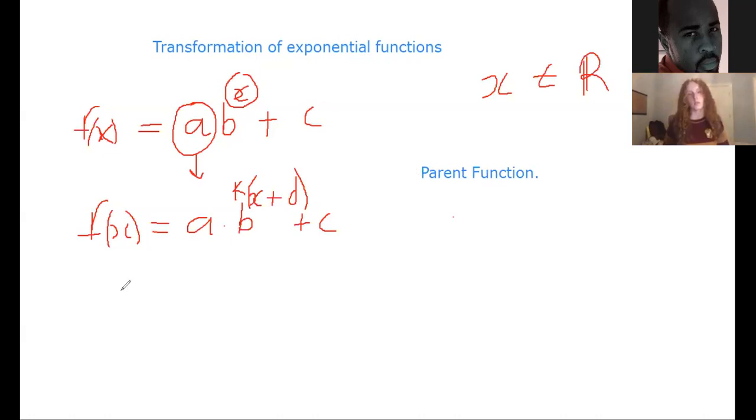If I have g of x, that bracket doesn't look very great. g of x equals, and I'm going to use 7. All right, 7.